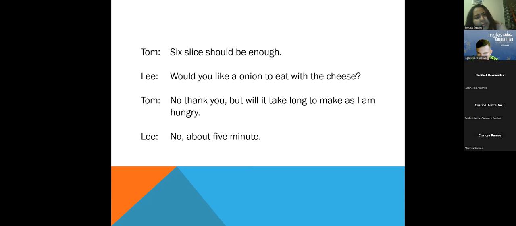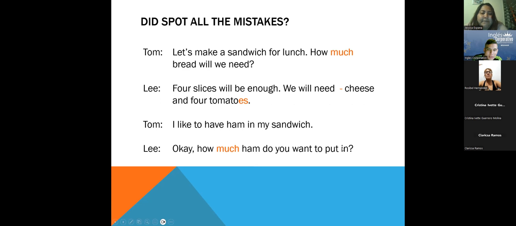The mistake is on the second sentence. Okay. They say, would you like an onion? And it has to be, would you like an onion to eat with cheese? Also here it says, excellent, miss. But six, it must be in plural. Six slices. Slices, yes. How about this?